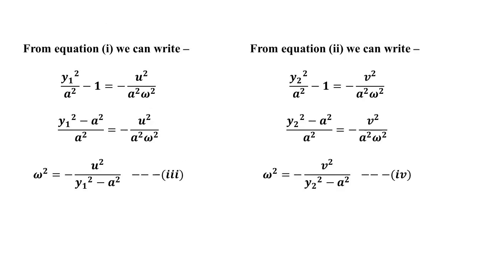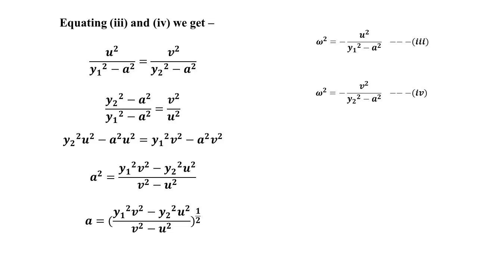Similarly, from the second equation which we have obtained from the boundary condition, we get again y2 square by a square minus 1 is equal to minus v square by a square omega square, by rearranging the terms. And therefore in the left hand side we have (y2 square minus a square) by a square is equal to, in the right hand side, minus v square by a square omega square. So therefore we get similarly from here omega square equal to minus v square by (y2 square minus a square). We mark this by equation number 4.